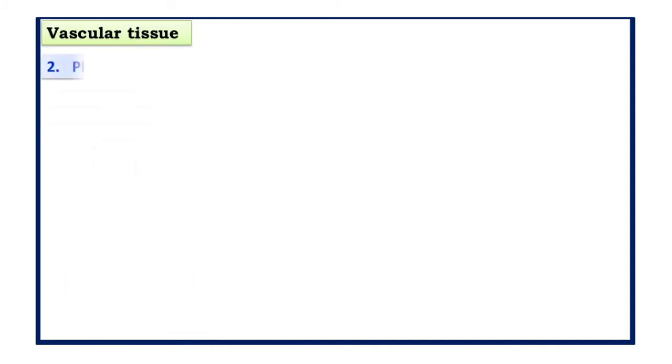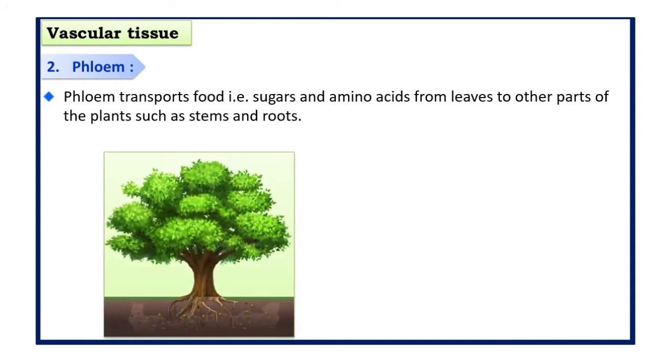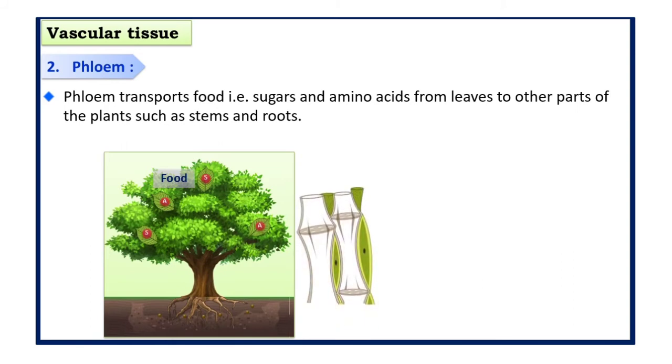Firstly, we studied the conducting tissue xylem, which helps in transporting water. Now we are going to understand phloem. Just like xylem transports water, phloem transports food, and this food is transferred in the form of sugar and amino acids from leaves to other parts of the plant such as stem and roots. The food is prepared in the leaf, but it is also given to other non-green parts of the plants with the help of phloem. Just as xylem was of four types, that is xylem tracheid, xylem vessel, xylem parenchyma and xylem fiber, we are going to study the four types of phloem cells also.